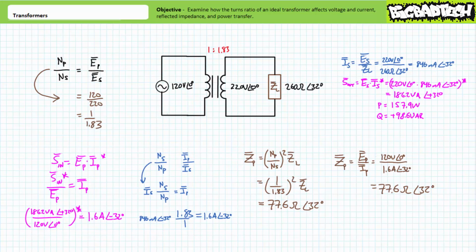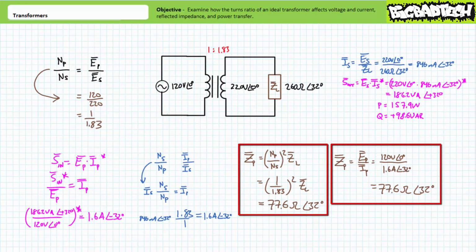As can be expected, current drawn by the low voltage primary would be larger than the current drawn by the high voltage secondary to transfer the required amount of power. Finally, either the turns ratio of 1 over 1.83 squared times load impedance or Ohm's law demonstrates that the source is seeing a reflected impedance of roughly 77.6 ohms at an angle of positive 32 degrees.